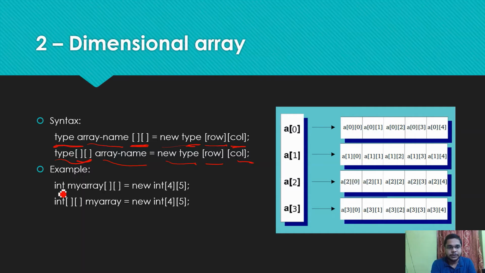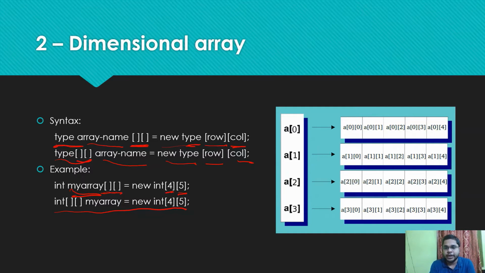Here I take the example, int. The int is my type, an integer type, then the array name is my array, then square brackets open close, then equals new int of my size. That means 4 rows and 5 columns in my array. Also, instead of the above line you can write the below line to represent the same thing. The below line is the preferred way in Java to create and declare the array.